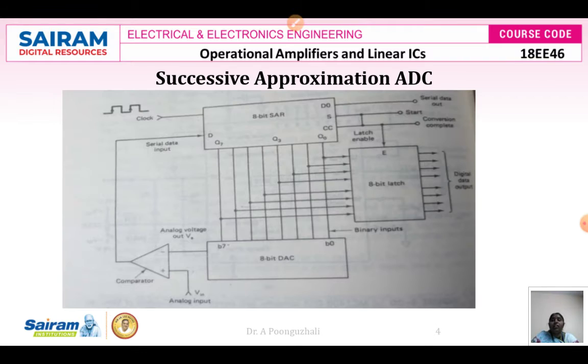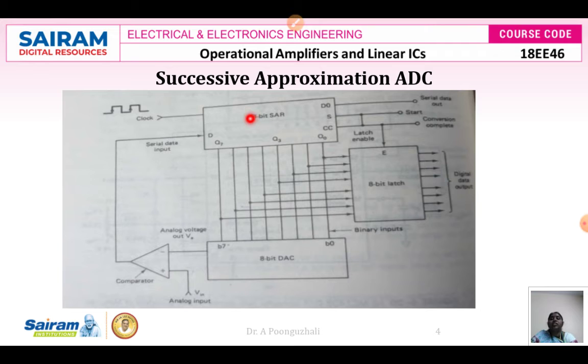Now we will see the direct type ADC, that is the successive approximation ADC. In a successive approximation ADC, you have a successive approximation register and a DAC. Now we consider an 8-bit ADC, which means the successive approximation register should be of 8 bits.